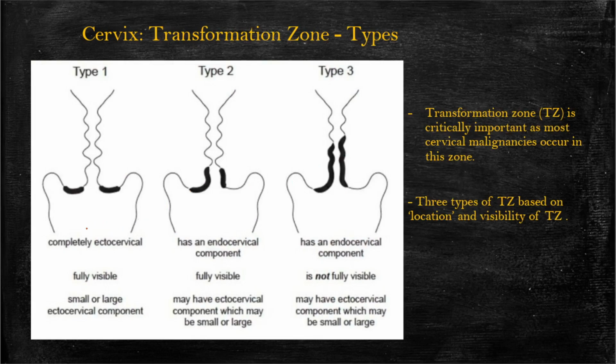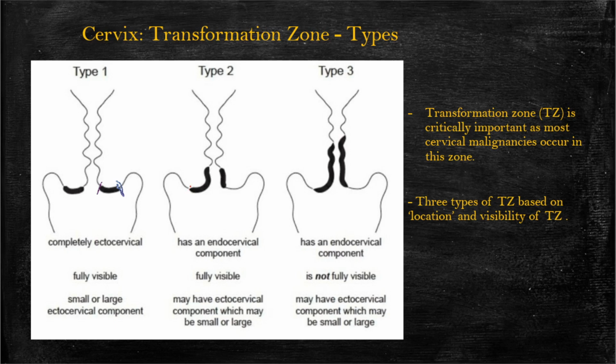This just talks about some different types or breakdowns of transformation zone. Type 1 is when the transformation zone is completely on the ectocervix. So the original squamocolumnar junction would be visible here. The new squamocolumnar junction here, you can see the entire transformation zone.